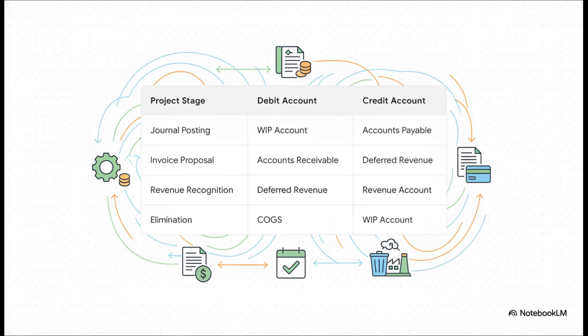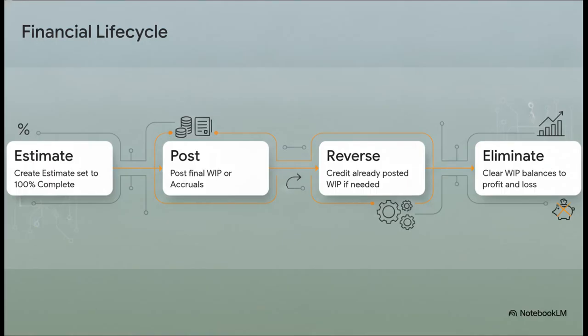Let's move to how this all builds into the final process inside the system to actually close things out. To finalize the financial life cycle, you create an estimate and set it to 100% complete. Then, you post your final WIP or accruals. If you need to, you reverse any already posted WIP to make adjustments. And finally, you hit eliminate. This clears all those lingering WIP balances directly into your profit and loss accounts. It permanently flips the project estimate status to eliminated and safely, cleanly closes out the project's financials.